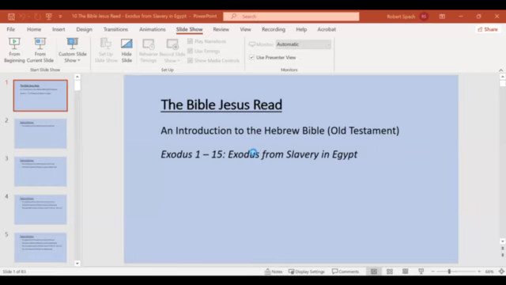The king of Egypt said to the Hebrew, that is the Israelite midwives, one of whom was named Shiphrah and the other Puah. These are two of my favorite characters in the whole Bible. Everybody's familiar with them, I'm sure, right? "When you act as midwives to the Hebrew women and see them on the birth stool, if it is a son, kill him. But if it is a daughter, she shall live." But the midwives feared God. They did not do as the king of Egypt commanded them, but they let the boys live.